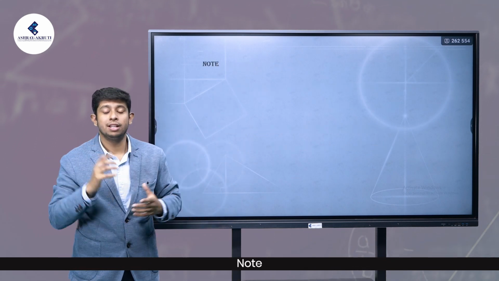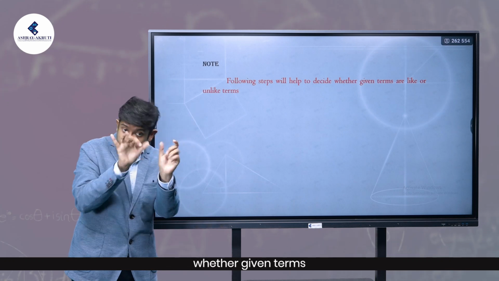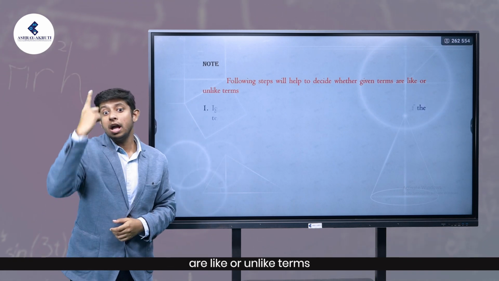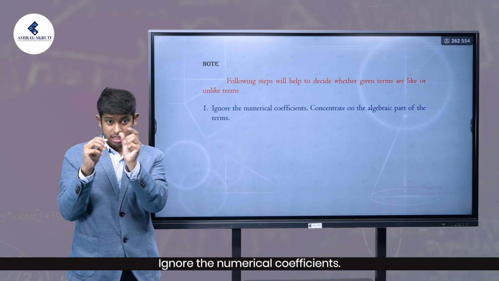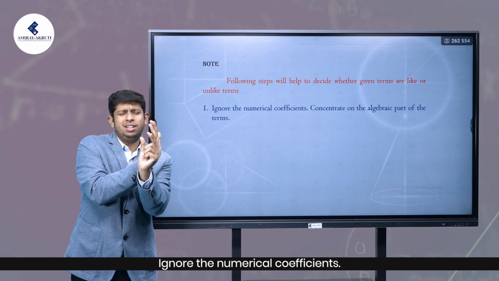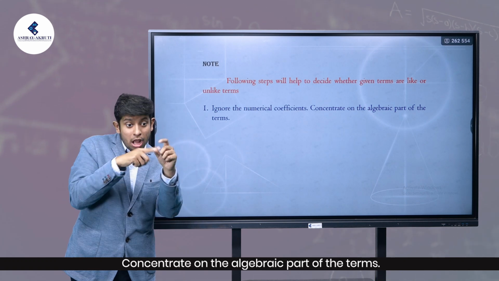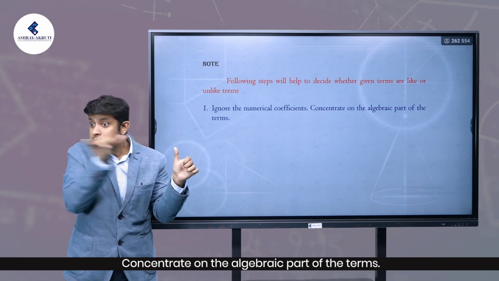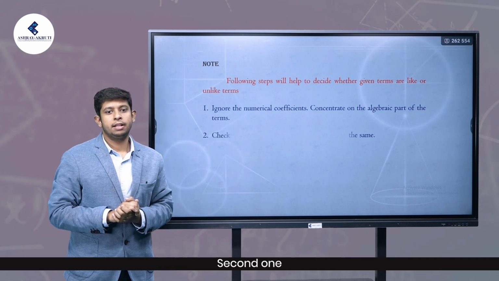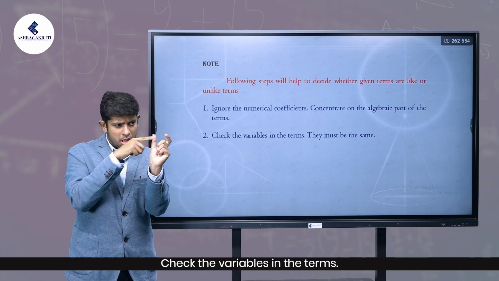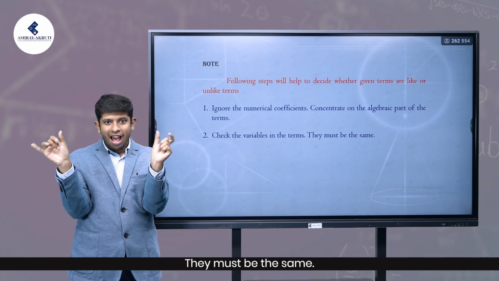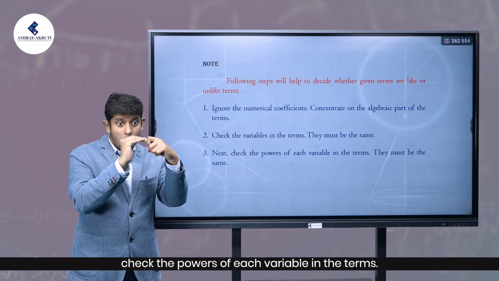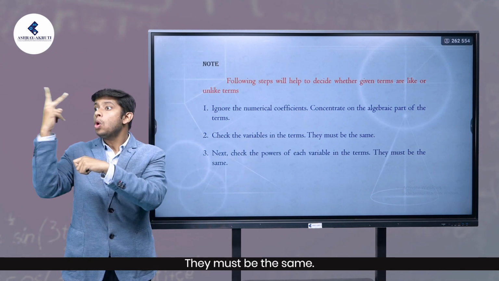Note: following steps will help to decide whether given terms are like or unlike terms. Ignore the numerical coefficients. Concentrate on the algebraic part of the terms. Second one, check the variables in the terms. They must be the same. Next, check the powers of each variable in the terms. They must be the same.